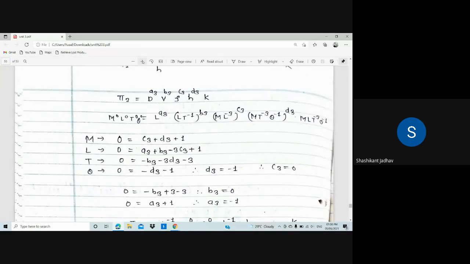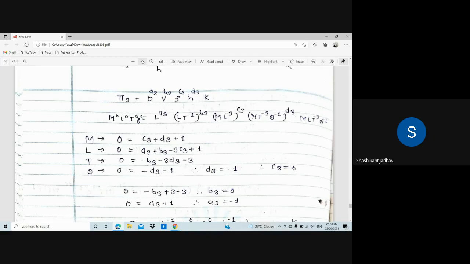Okay. So yesterday we calculated the value of pi 2. Then write down pi 3. So what is the equation for pi 3? Pi 3 is equal to d raised to a3, v raised to b3, rho raised to c3, and h raised to d3 into k. So our aim is, first of all, to calculate the values of a3, b3, c3, and d3.